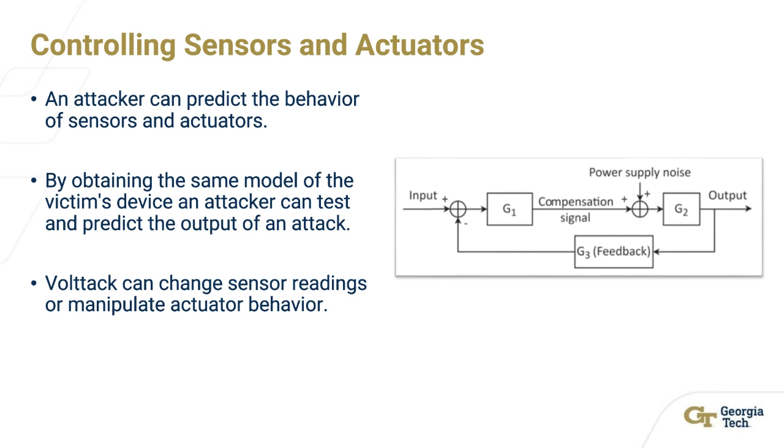An attacker can predict and control sensor readings or actuator movements by testing the attack on the same model of the victim's device. As the diagram shows, the attacker changes the compensation signal by the power supply noise, which results in a manipulated output. As an example, if a temperature sensor is manipulated, an industrial cooling system could overcompensate, leading to energy waste or equipment failure.